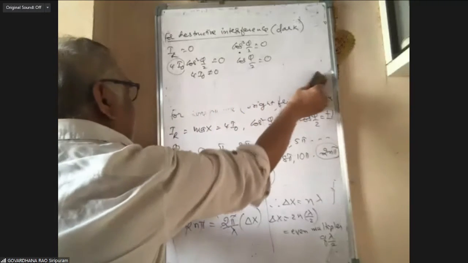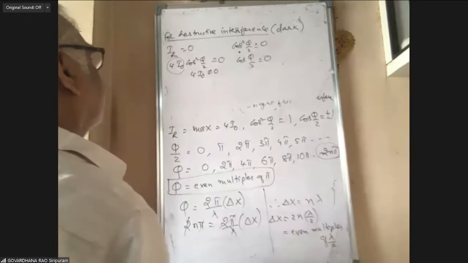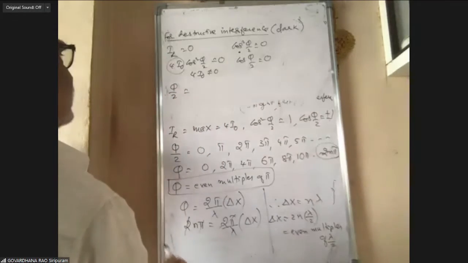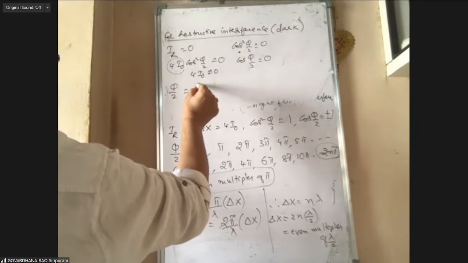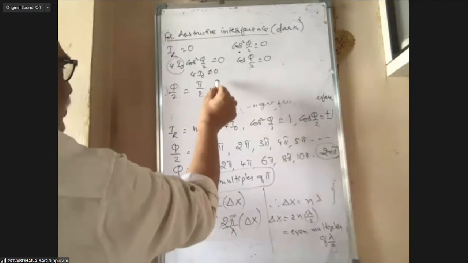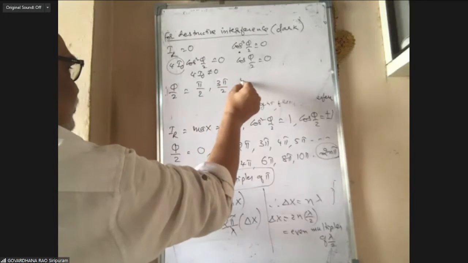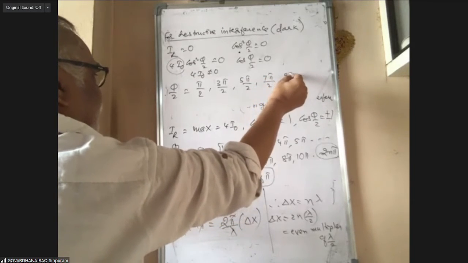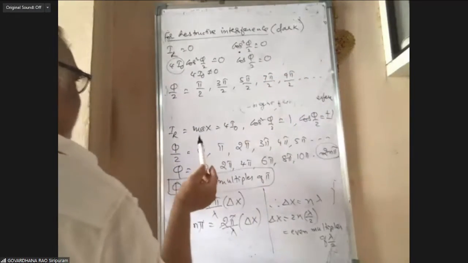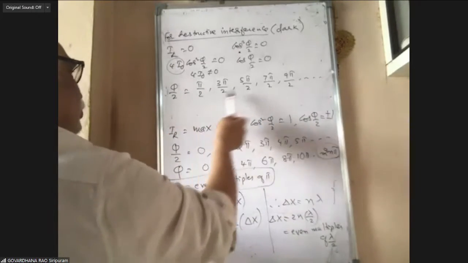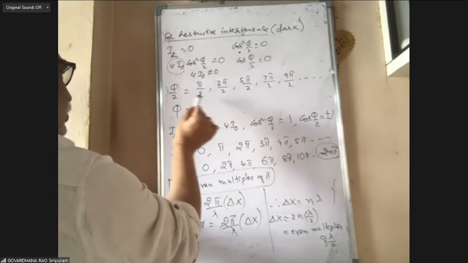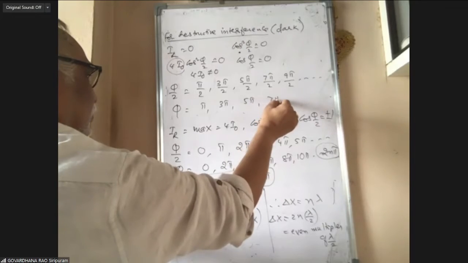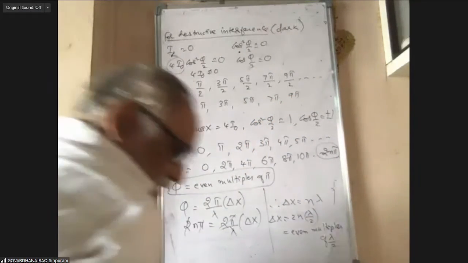To have a cos value of 0, tell me, what should phi by 2 be? Pi by 2, 3 pi by 2, 5 pi by 2, 7 pi by 2, 9 pi by 2 and so on. Multiply throughout with 2. So what you will get? Phi is pi, 3 pi, 5 pi, like this.